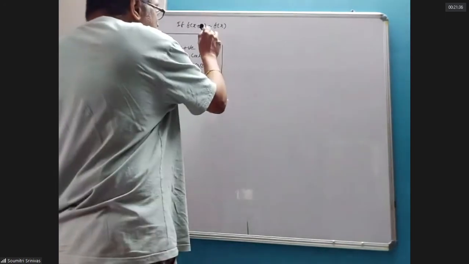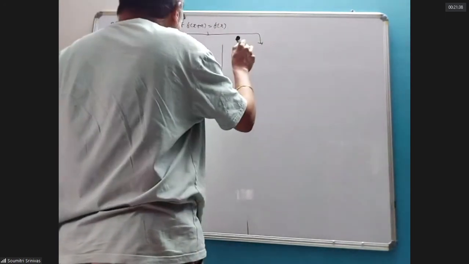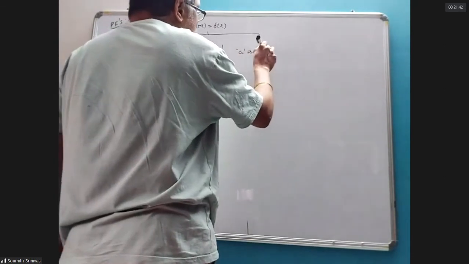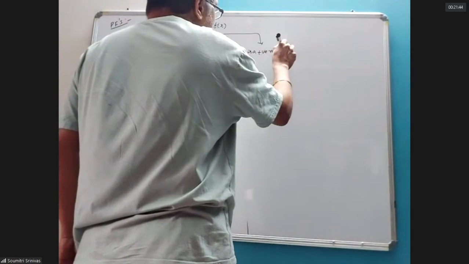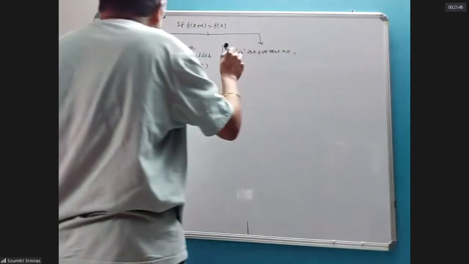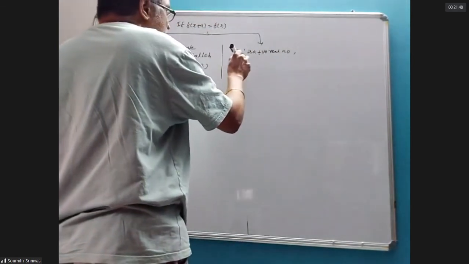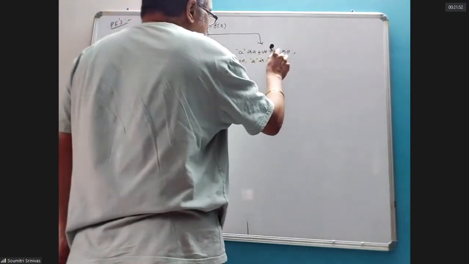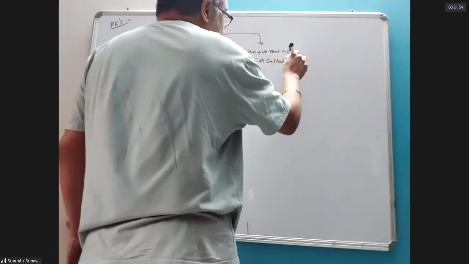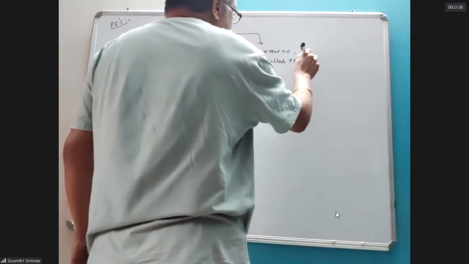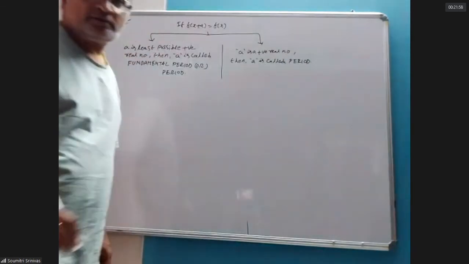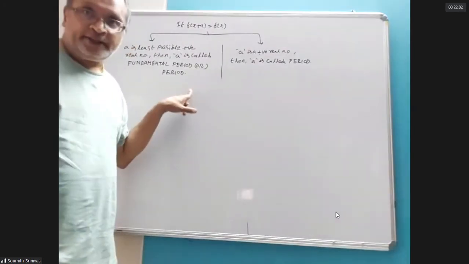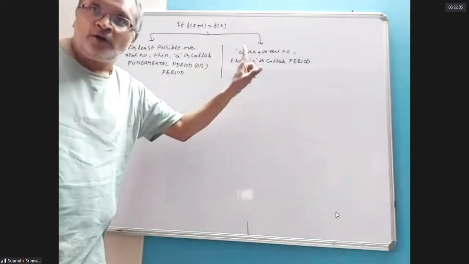Sometimes A is a positive real number, then A is called, what is A called? Period. Two words, fundamental period or period. Only one word, period.